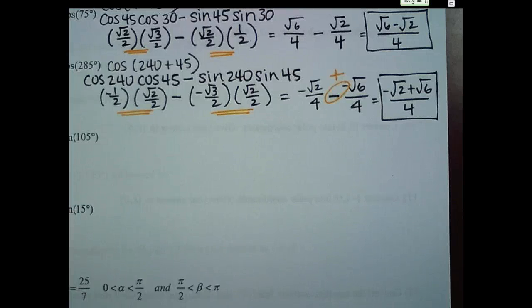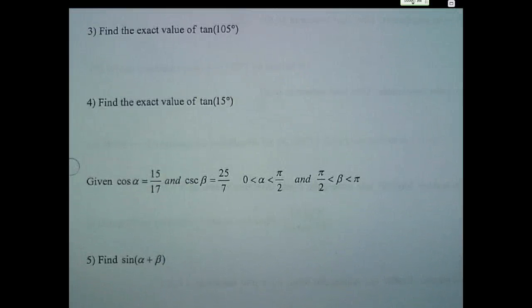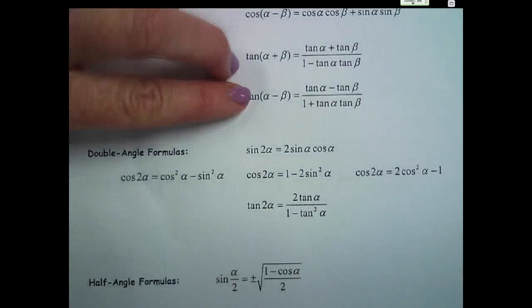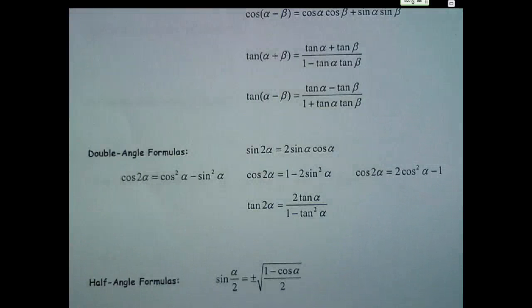Okay, now let's go to number 3 and 4. The directions are both tangent 105, tangent 15. Okay, the formulas for tangent to expand would be these two. Okay, and what is the rule for tangent? What do we avoid for tangent?